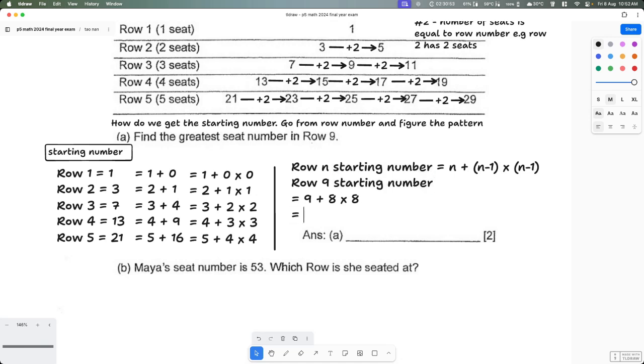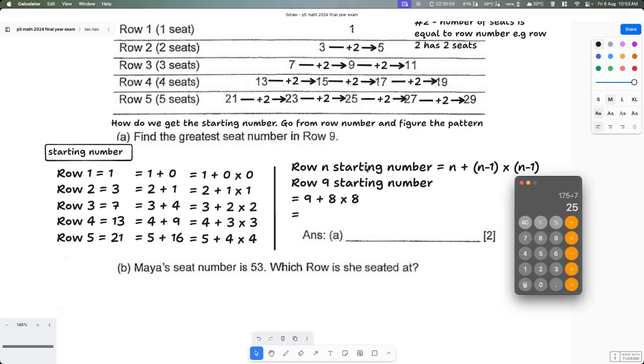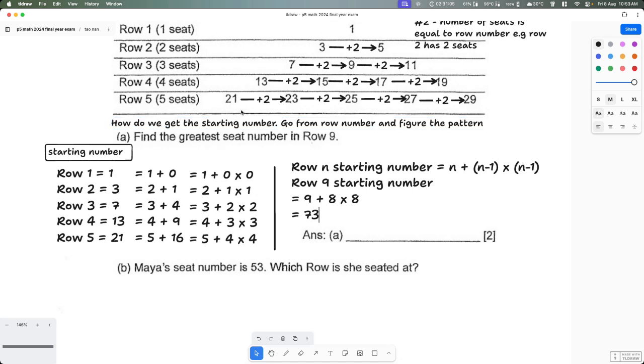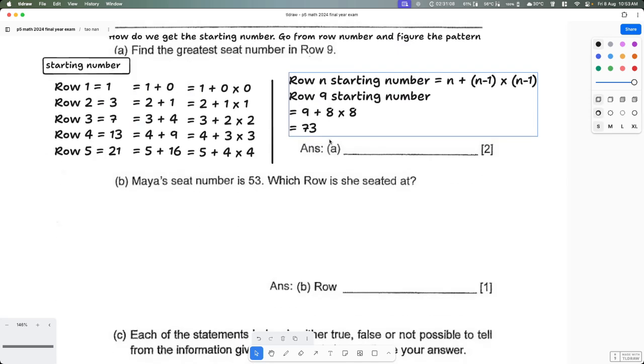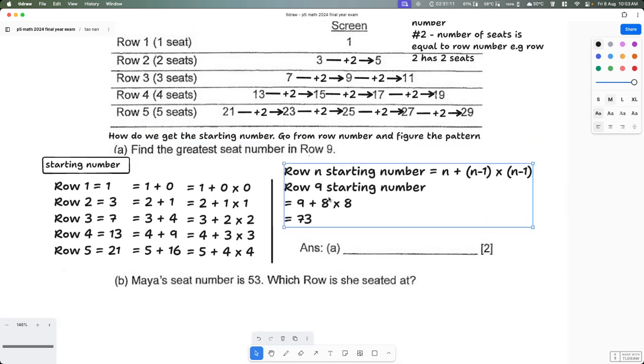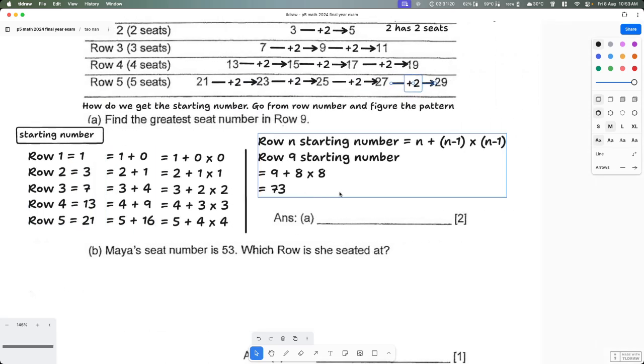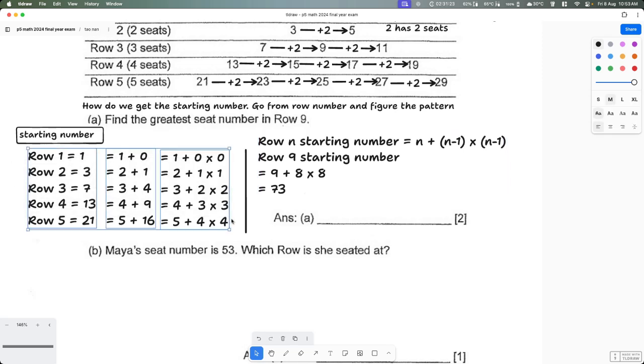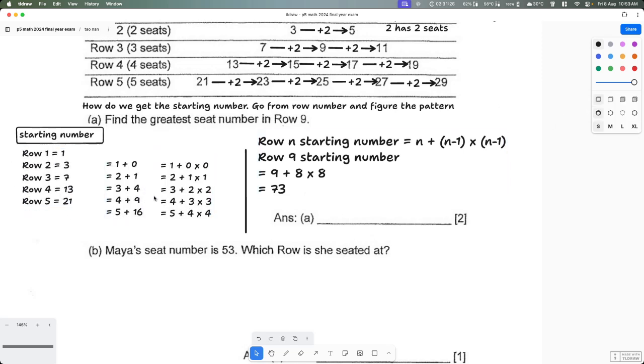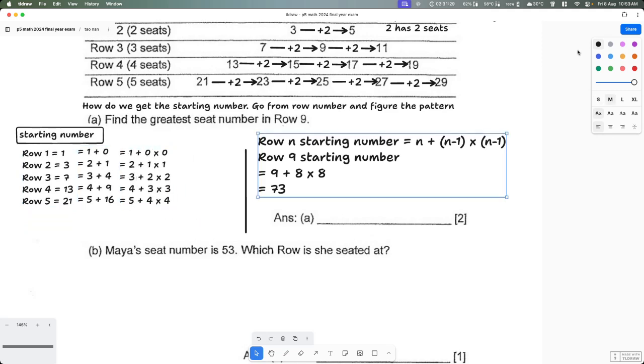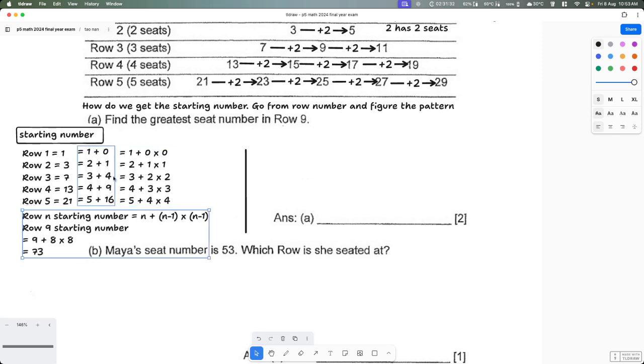Let's use the calculator. 9 plus 8 times 8, multiply by 8, this will give us 73. So this is 73. We also know that every individual number over here is plus 2 according to the number of seats. So you have 1, 2, 3, 4. I really need to reduce this down, let me make this small. So this is the starting number.